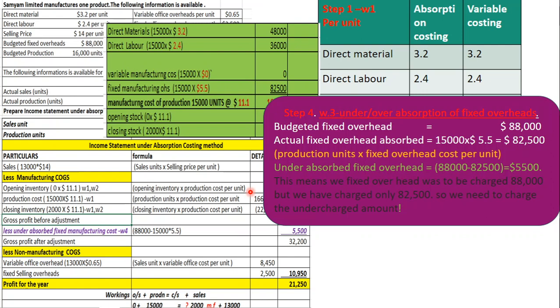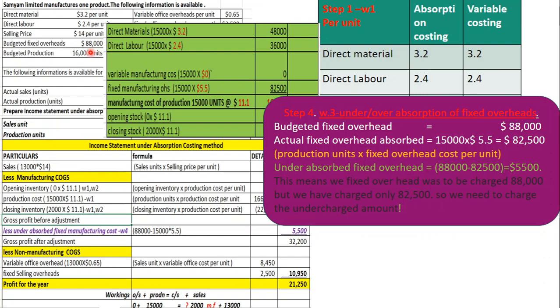So now we are going to focus on under absorption and over absorption of fixed manufacturing overhead. This section, 5,500, how to get it. To get this is very simple. First you write your budgeted fixed overhead, that's given, 88,000. It was given in the question. If you look out here, yes, here. This 88,000 is for 16,000 units.